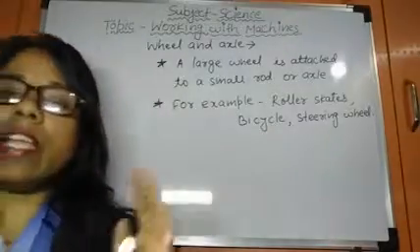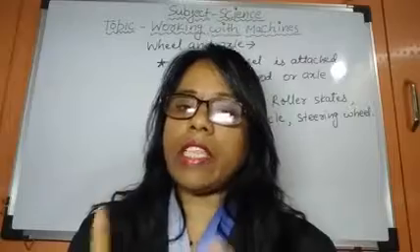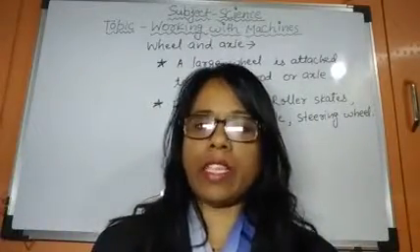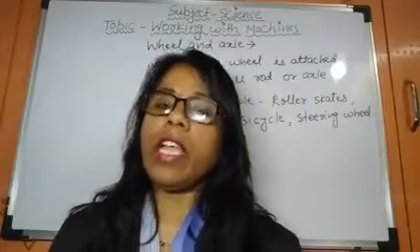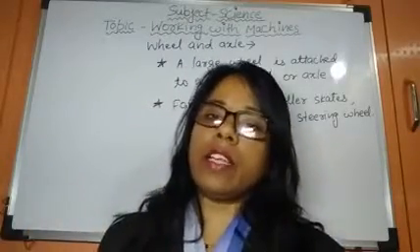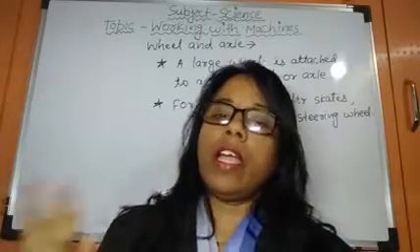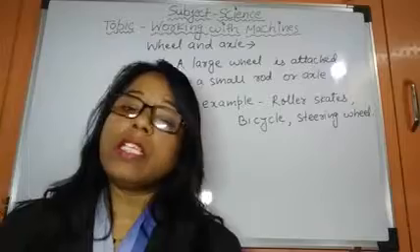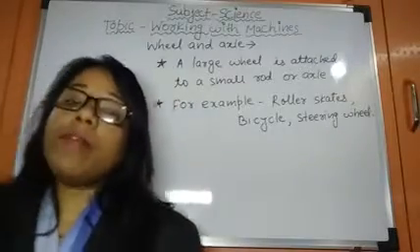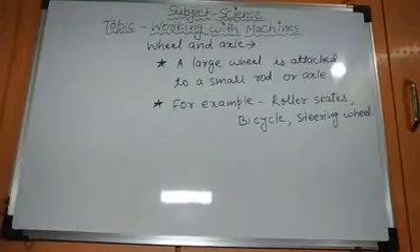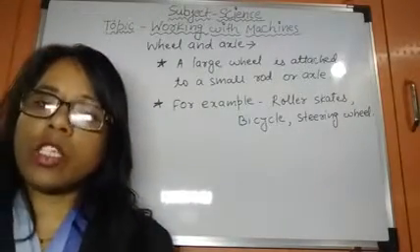Wheel and axle, in that one wheel is there and it is attached with a rod. That rod is called axle. You might have seen that wheel and axle in a bicycle, in a car, in a bike, in a steering wheel. Everywhere you have seen that. Okay. When we talk about wheel and axle, a large wheel is there and it is attached to a small axle.